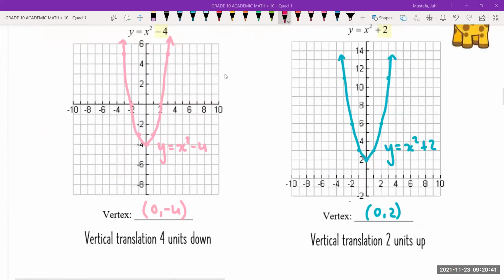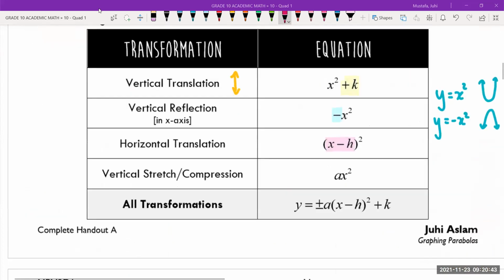All right, we're going to go to our final transformation, which is not meant to scare you. It's not difficult. It's just going to be a little bit different. And it's called a vertical stretch or compression. So the way I want you to think about this is, everyone just take a look over here.